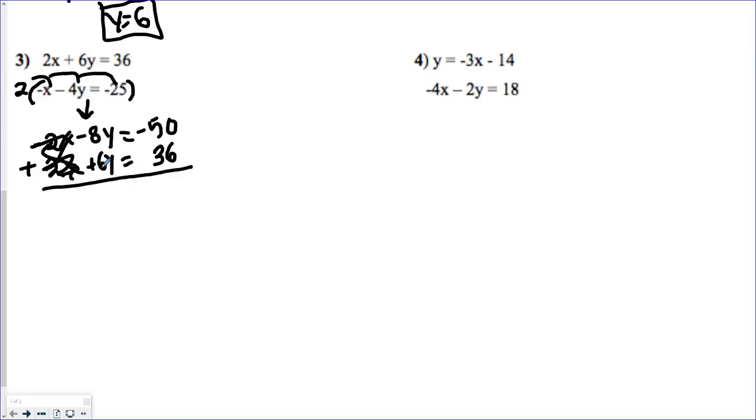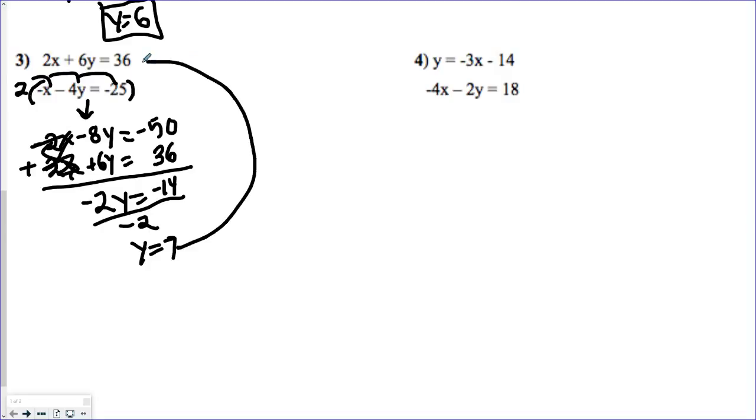And then here, negative x plus 6 would give me negative 2x. Or sorry, negative 2y, my bad. And then I have negative 50 plus 36, which would give me negative 14. Then divide by negative 2, and I get y is equal to 7. So yes, you can get y before x. That's perfectly fine. All you need to do now is just go back and plug it in.